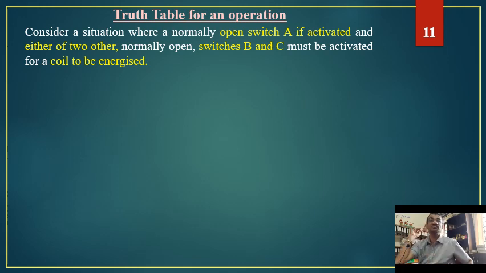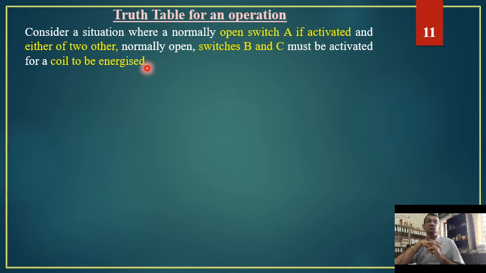The condition told is: consider a situation where a normally open switch A is activated. Then it turns closed. And either of the two other normally open switches, B and C, are also normally open, and one of the two switches is again activated with the switch A. When that happens, the coil must get energized.